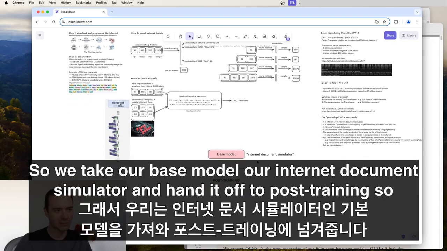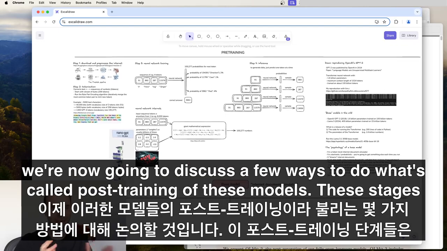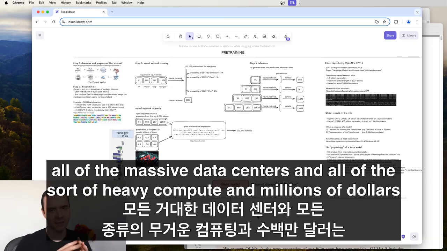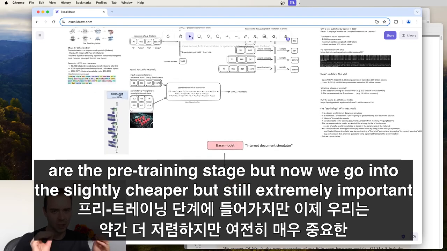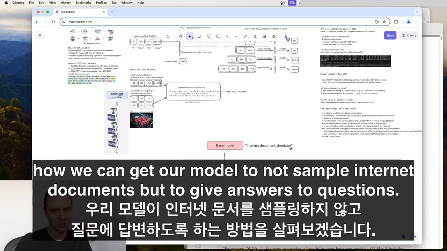So we take our base model, our internet document simulator, and hand it off to post-training. So we're now going to discuss a few ways to do what's called post-training of these models. These stages in post-training are going to be computationally much less expensive. Most of the computational work, all of the massive data centers, and all of the heavy compute and millions of dollars are in the pre-training stage. But now we go into the slightly cheaper, but still extremely important stage called post-training, where we turn this LLM into an assistant. So let's take a look at how we can get our model to not sample internet documents, but to give answers to questions.